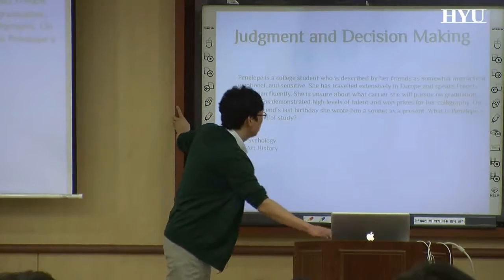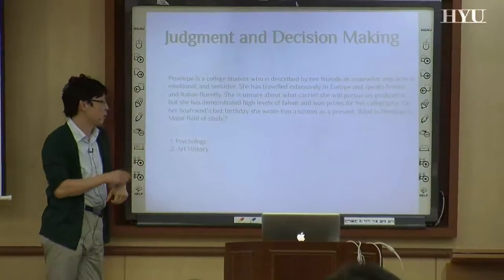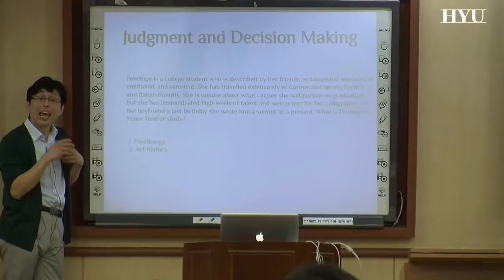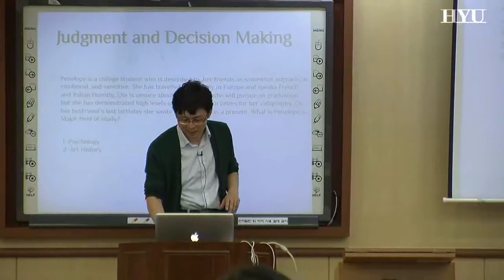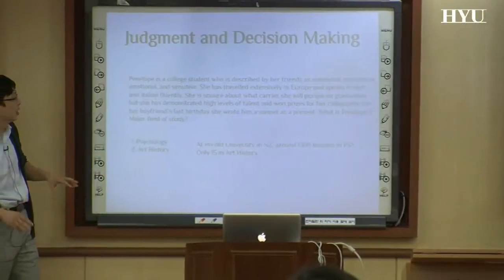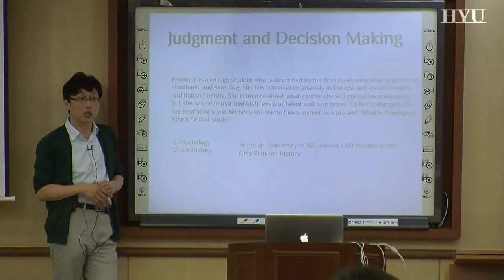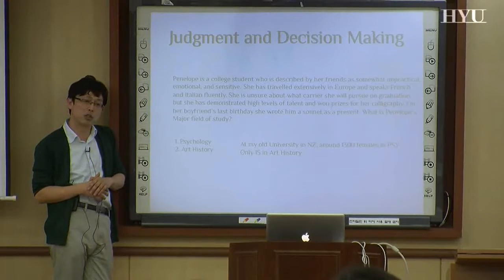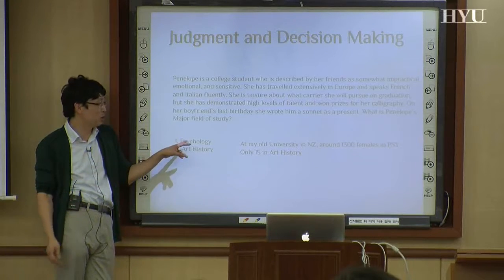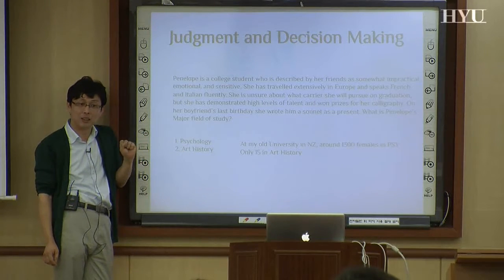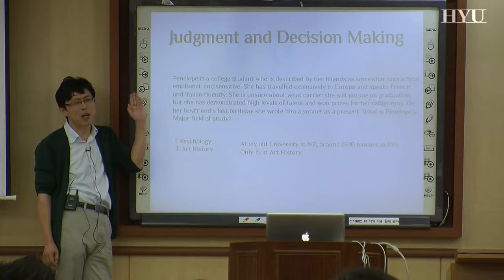I showed the 2 examples: psychology and art history. Last week, many of you decided probably she is an art history student. But if you look at the objective probability, your decision is very irrational. In my old university in New Zealand, we have 1,300 psychology students and only 15 art history students. In terms of your probability knowledge, you have to choose psychology, more likely. But you say, oh, that could be B.